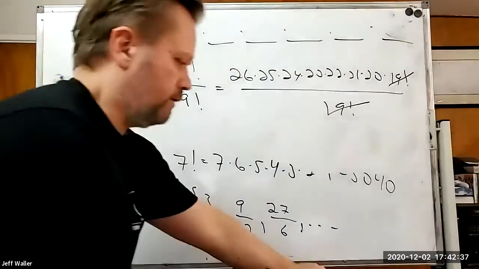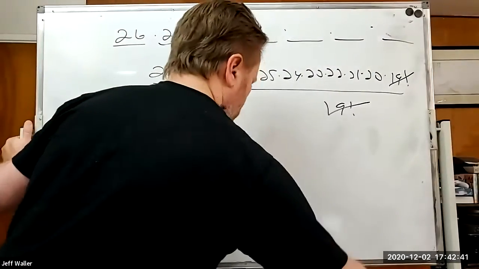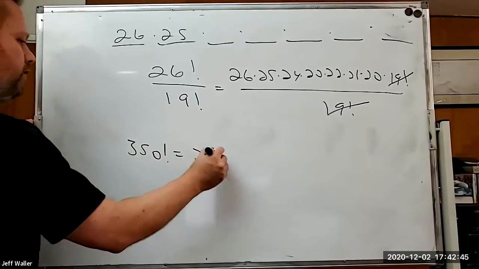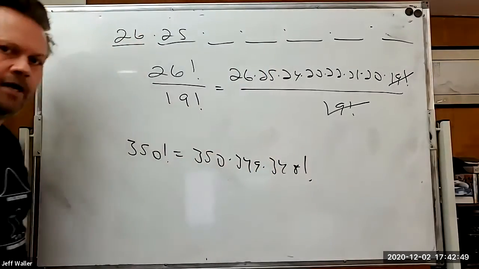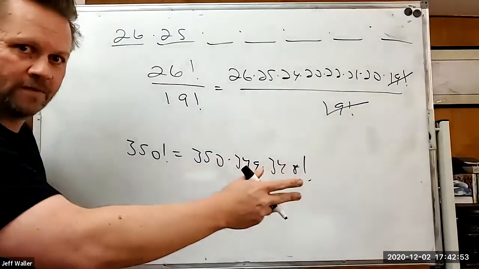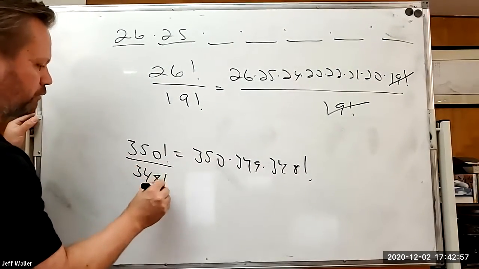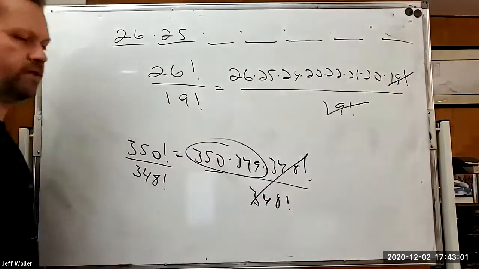So what I'm saying is, if you get tired, so if you had to do 350 factorial, isn't that 350 times 349 times 348 factorial? I'm tired. Wouldn't that mean keep going? So if you had 350 factorial divided by 348 factorial, you could do this, these cancel, and the answer is just that times that.